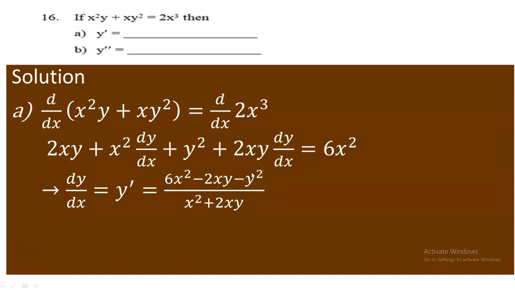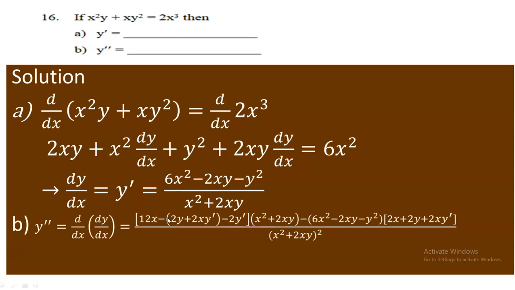Sometimes you may be asked to determine the slope of a tangent line to this function at a certain point. In that case, the coordinates of the point must be substituted here to determine the slope of the tangent line at that particular point. That's all about part A.